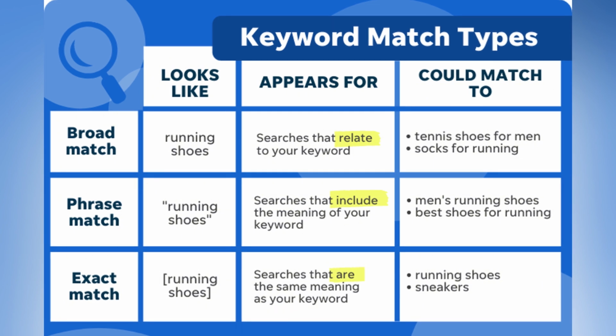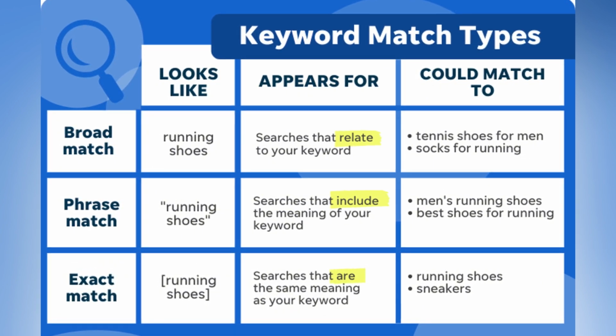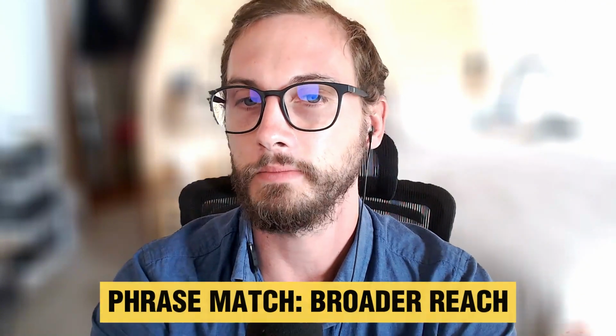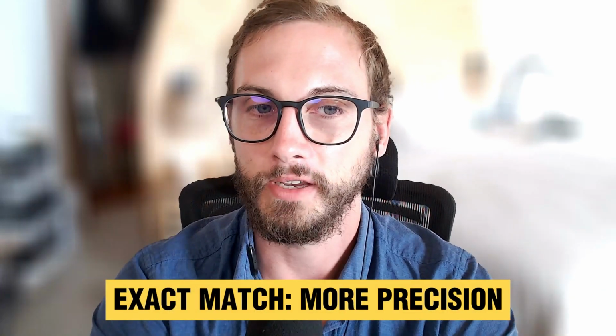So start with phrase match to begin with, phrase and exact match. I recommend phrase match just to give you a little bit of wiggle room so that you've got the flexibility and you're capturing different variations of your main keyword without being too strict. So you really need to use a balance between phrase match and exact match in this case, because phrase match will give you that broader reach that you need without being too broad, but exact match gives you higher precision.